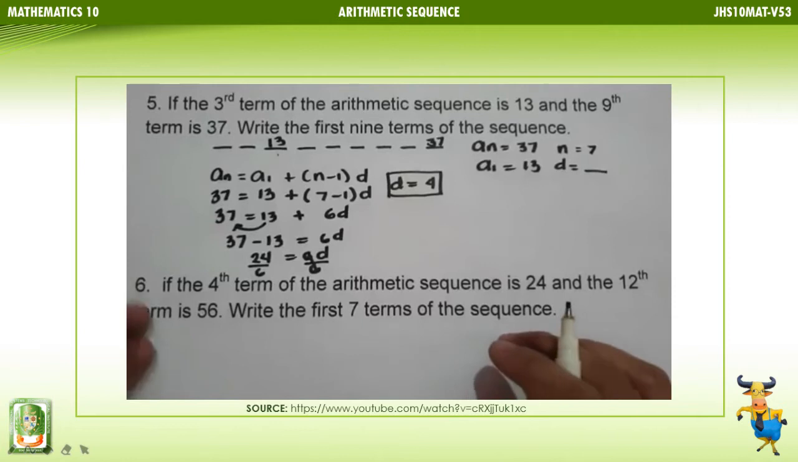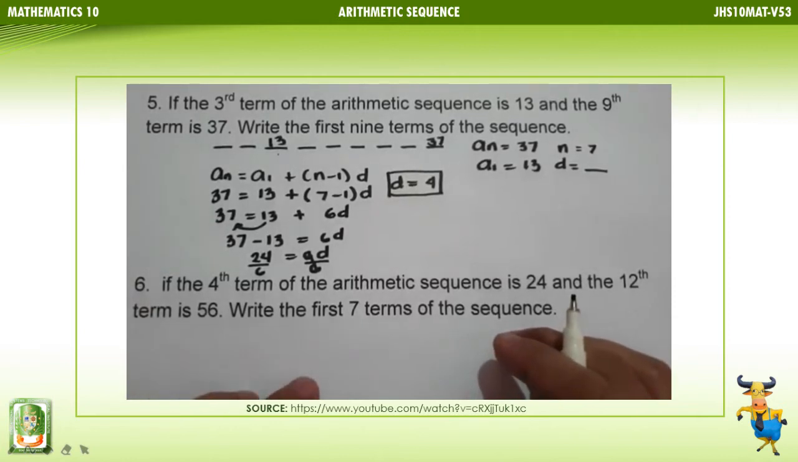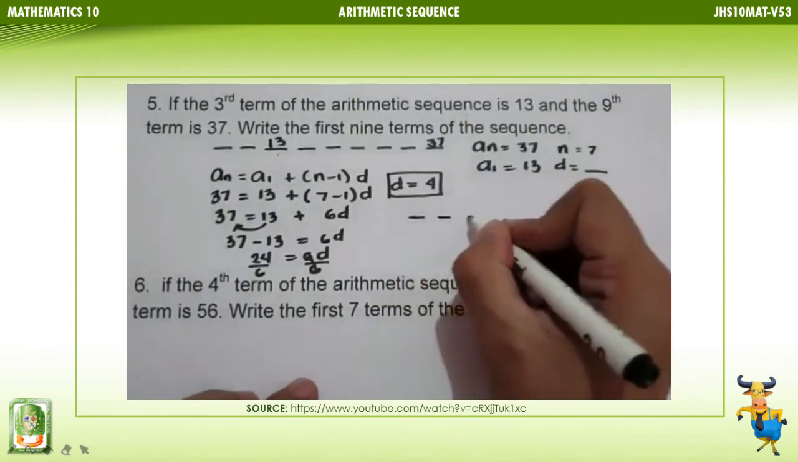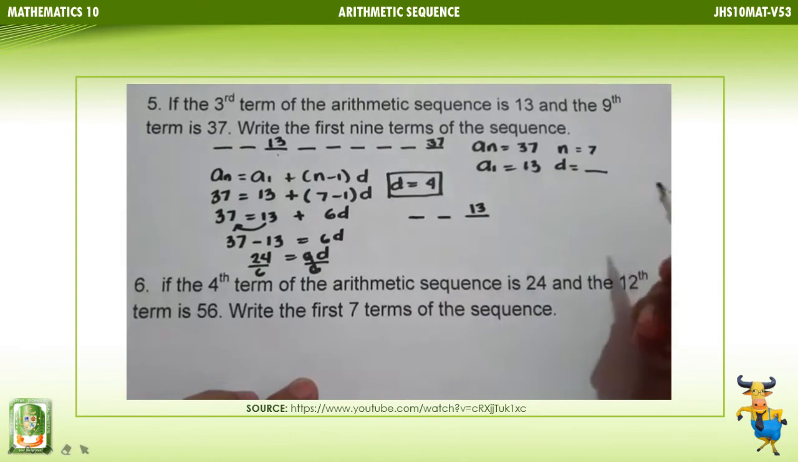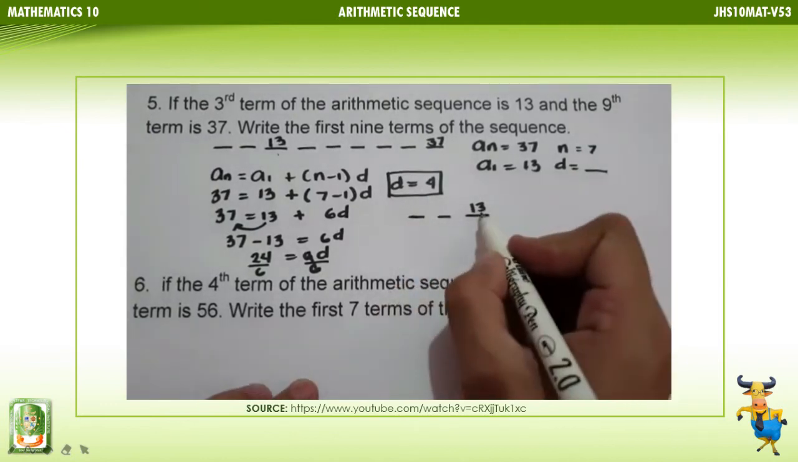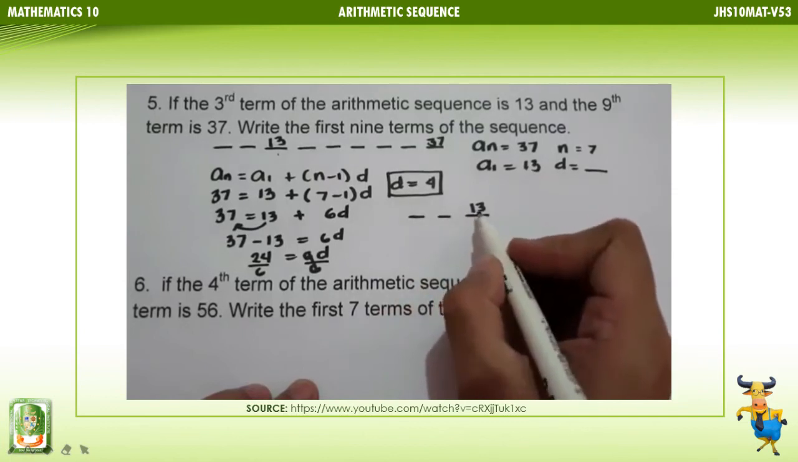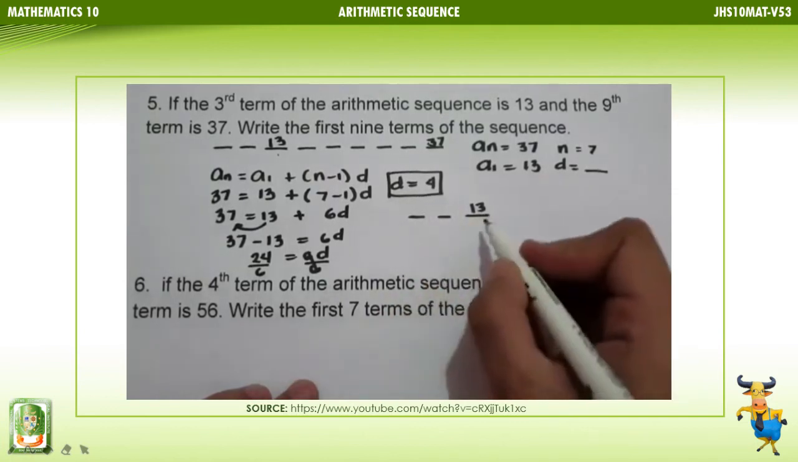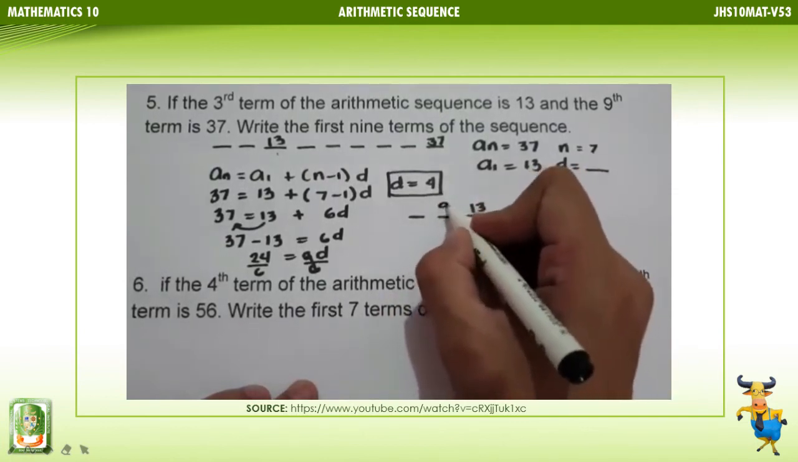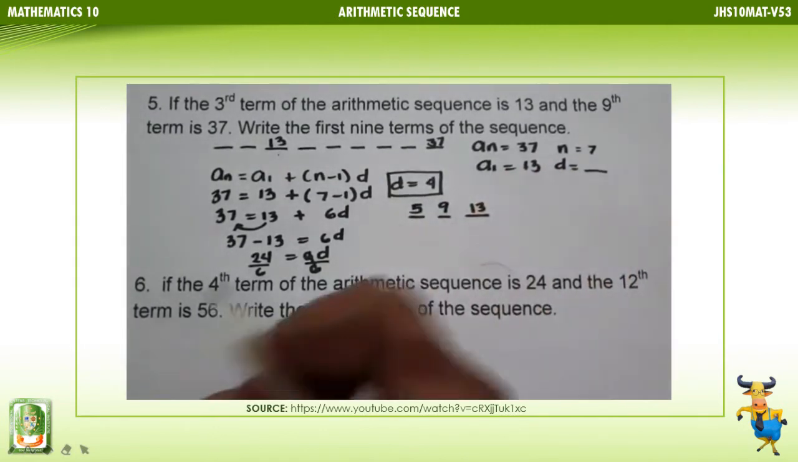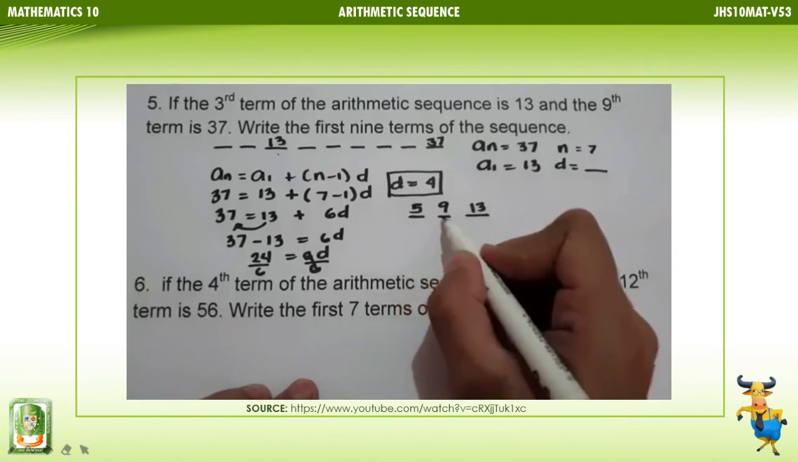Since we already know the common difference, let us write the first 9 terms in the sequence. Since the third term is 13, let us first write the first 2 terms before 13. To find the first two terms before 13, we simply subtract: 13 minus 4 is 9, 9 minus 4 is 5. So therefore, our first term is 5, second term is 9.